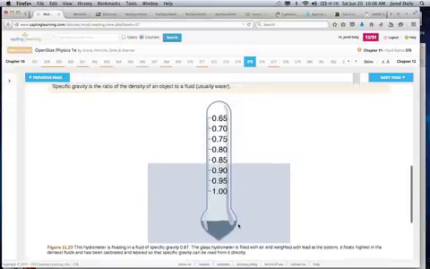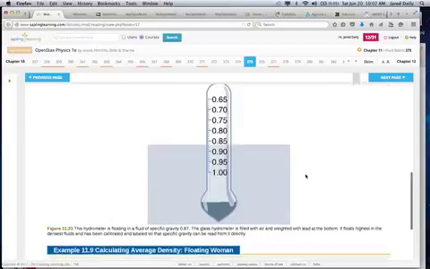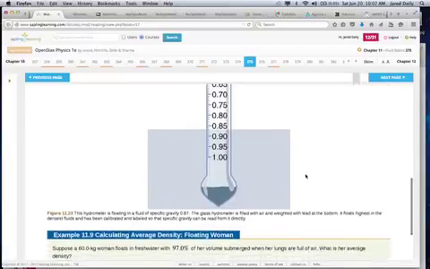Here you have a hydrometer, which is floating in a fluid of specific gravity of 0.87. The glass hydrometer is filled with air and weighted with lead at the bottom. And if it's a more dense fluid, it will float very high. If it's a less dense fluid, it'll float very low. And this actually measures the specific gravity of your fluid. This is used quite a bit in things like petroleum engineering and lots of things actually.